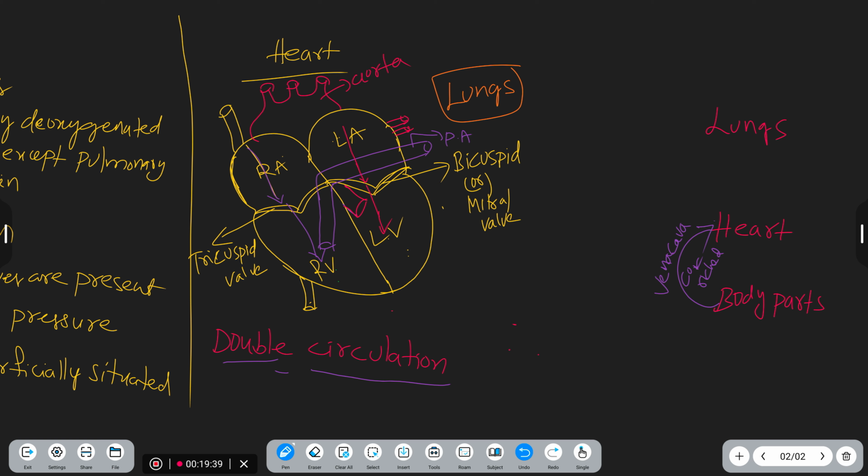From the heart, which blood vessel? Pulmonary artery. So this is also CO2 rich blood. Clarity? Understood? Okay. So here, from body parts to heart, from heart to lungs, deoxygenated blood is supplied.